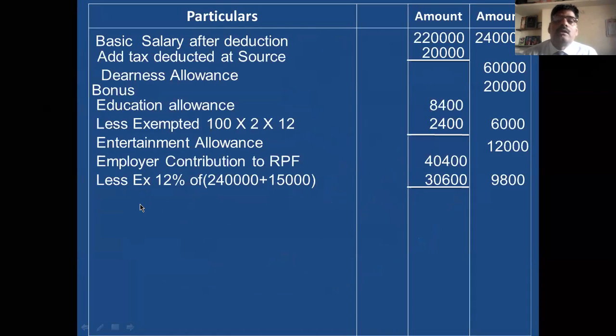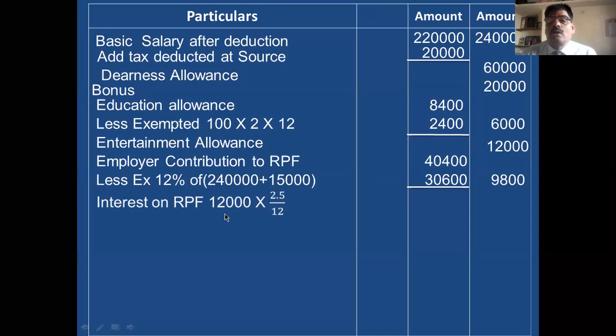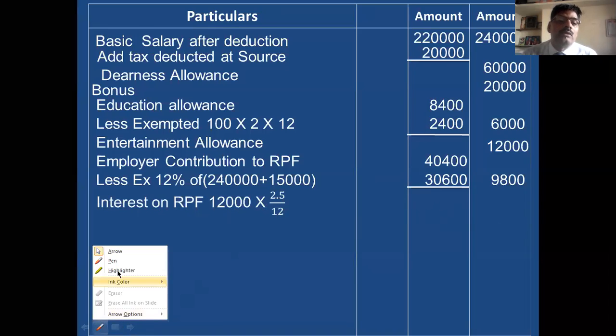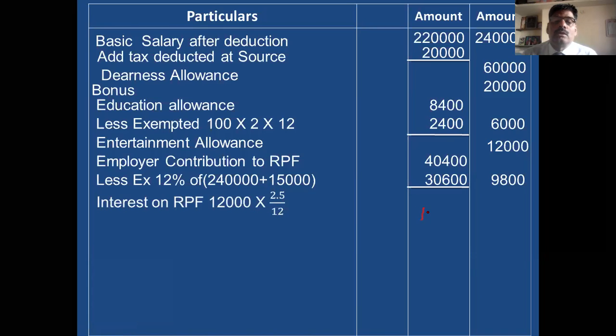Then you take the next point, interest on RPF. Interest on RPF is 12,000. It is the interest into 2.5 divided by 12. 12 is the rate of interest, 2.5 is the taxable rate. Means I took this as 12 minus 9.5. Otherwise, you take 12,000 in the inner column less 9.5%, 9,500, then you take the balance. If you want to see that, you can see here. You take 12,000 here.